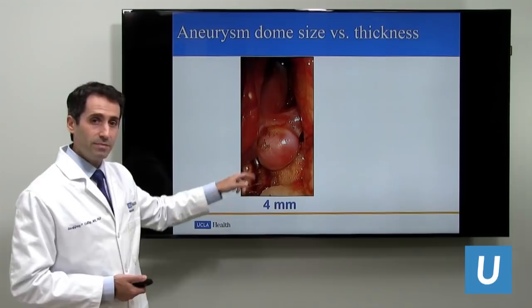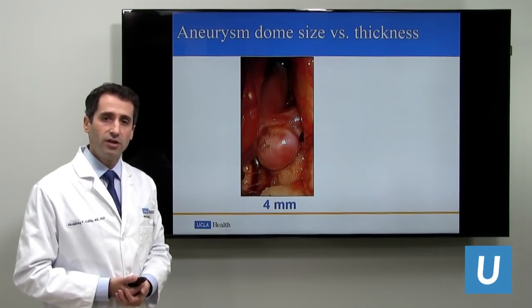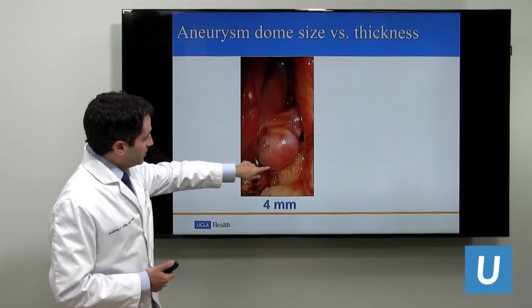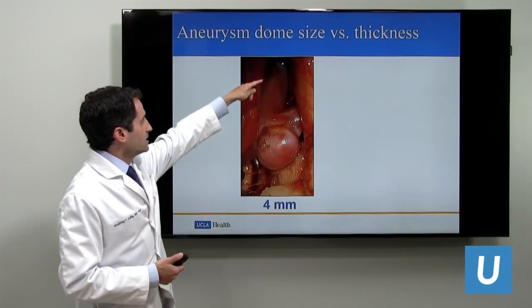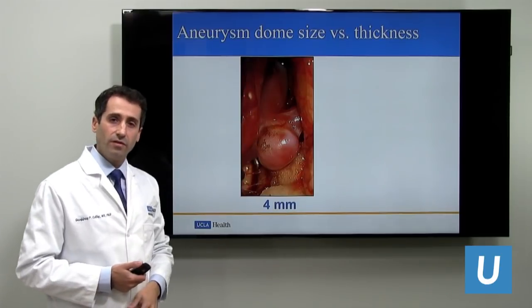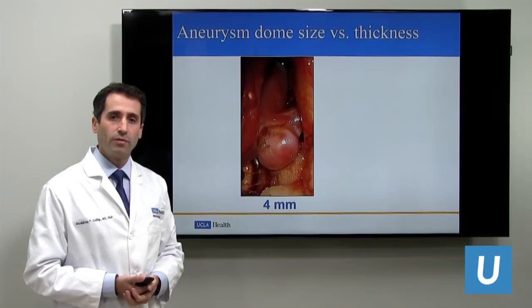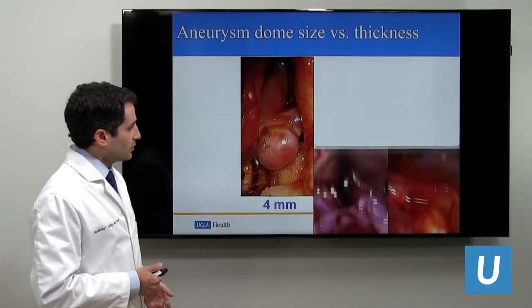This is what's called an MCA, or middle cerebral artery bifurcation aneurysm. And this is the dome of the aneurysm here. And you can see the dome of the aneurysm here looks pretty similar to the vessels that it's coming off of. So I would say this aneurysm wall is about the same thickness as the normal vessel. But that's not always the case.